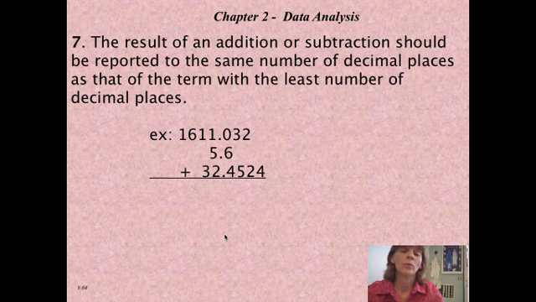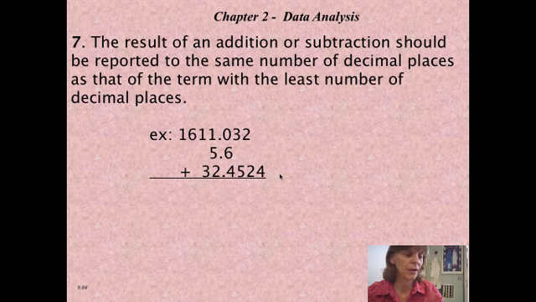All right, a couple rules for addition, subtraction, multiplication, and division, and what you do after the math. And then we'll be done. So when you add or subtract, your answer should be reported with the same number of decimal places as the number you started with that has the fewest decimal places.